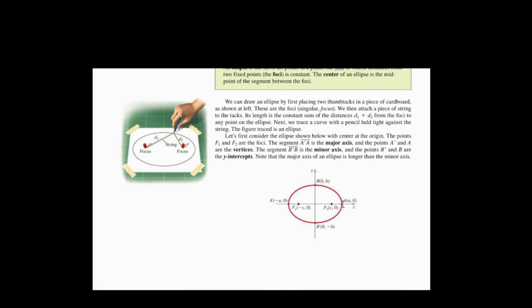Then, if you look at the ellipse, it is not round. There is one length, sideways I'd say, that is longer than the other length.